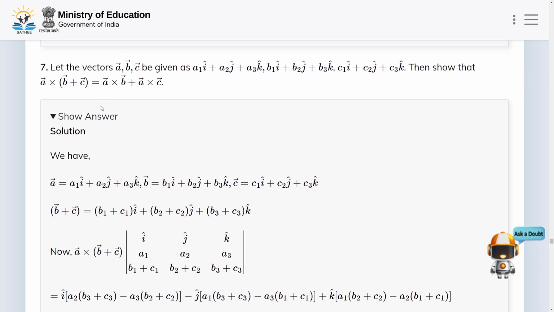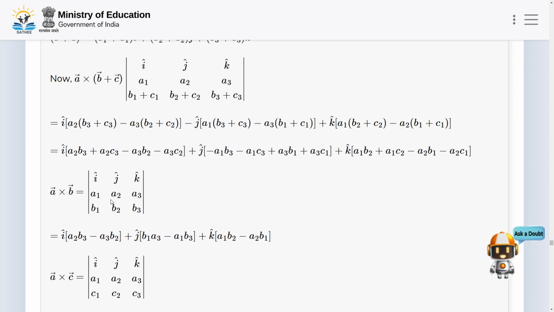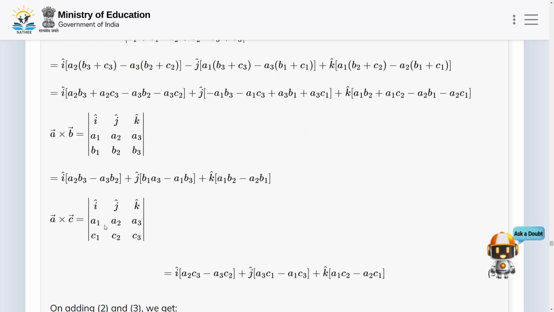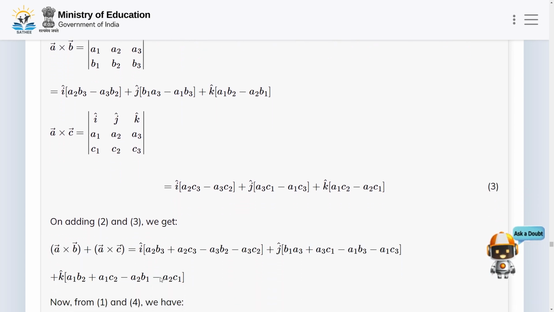Now, the right hand side. Let's find a cross b. A cross b will be this determinant: i hat, j hat, k hat; a1, a2, a3; b1, b2, b3. Clear? After evaluating this determinant, you will have this as your expression. Now a cross c: i hat, j hat, k hat; a1, a2, a3; c1, c2, c3. After evaluating this determinant, you will have this expression. Now add a cross b and a cross c. You will have this as your expression.